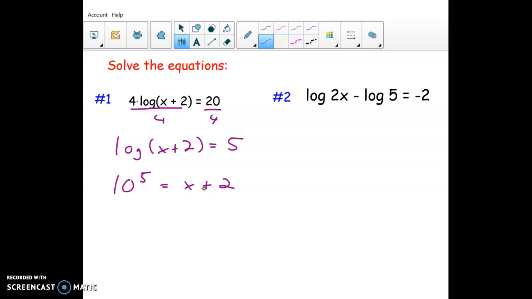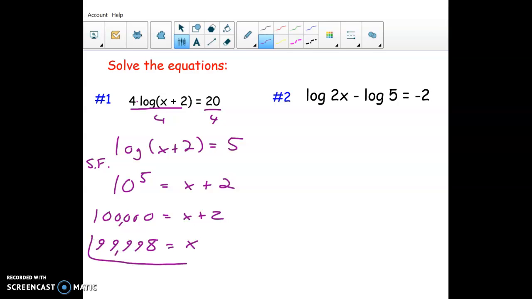All right, this is our value. So that was the switch form step. Okay, and then 10 to the 5th is going to be a 1, and then I think 1, 2, 3, 4, 5 zeros, I believe. x plus 2, and then minus 2 off of that, so you get 99998, I believe. So a little bit less than 100,000.